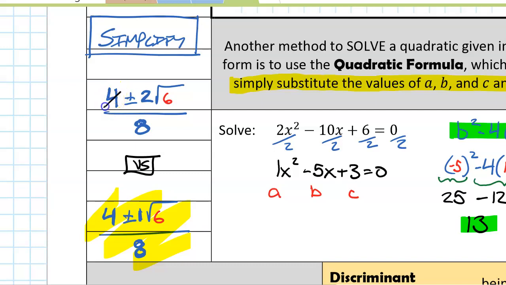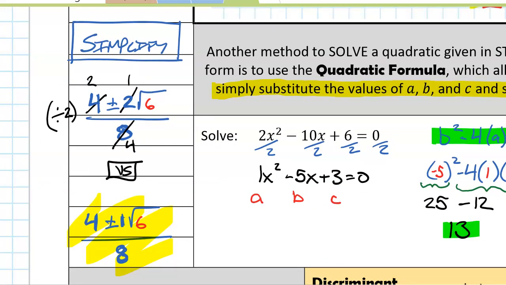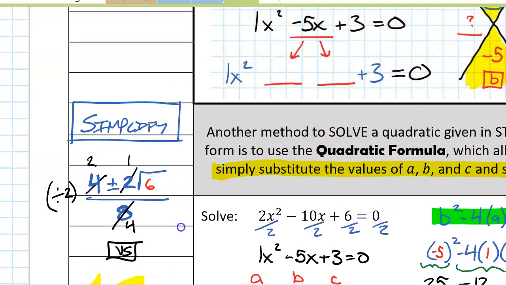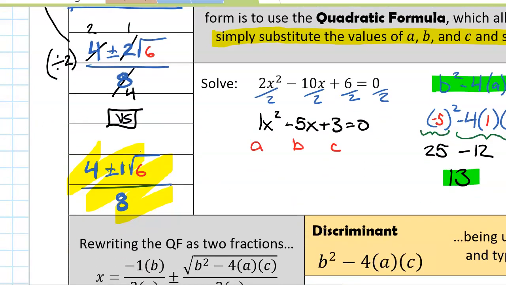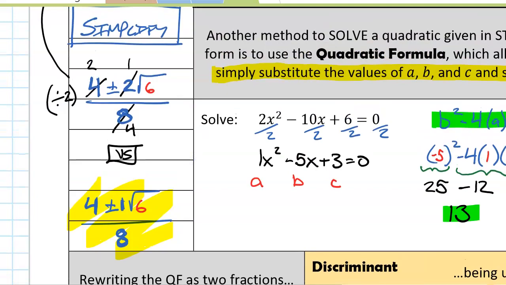Versus here, I can divide each of these by 2. So that would give me 2, that would make that a 1, and that would make that a 4, meaning that my final answer, in this case, would be 2 plus or minus 1 root 6, all divided by 4. So I could simplify that down as long as all of the values on the outside can be divided by the same number. Again, we cannot divide numbers on the inside and outside of the root. That is not going to happen.